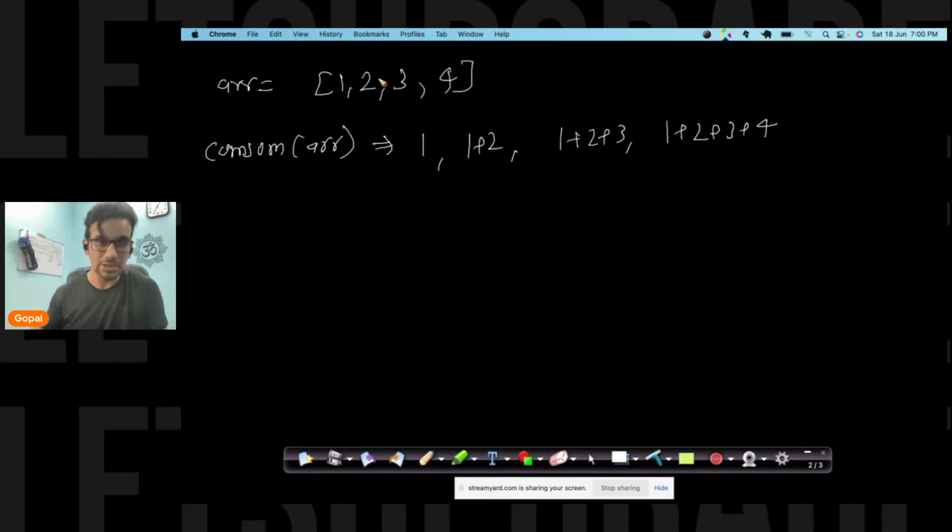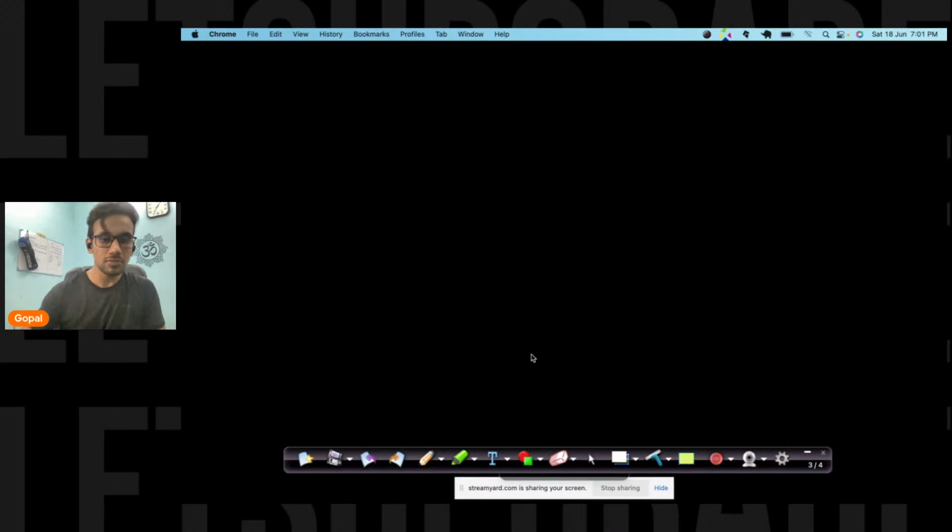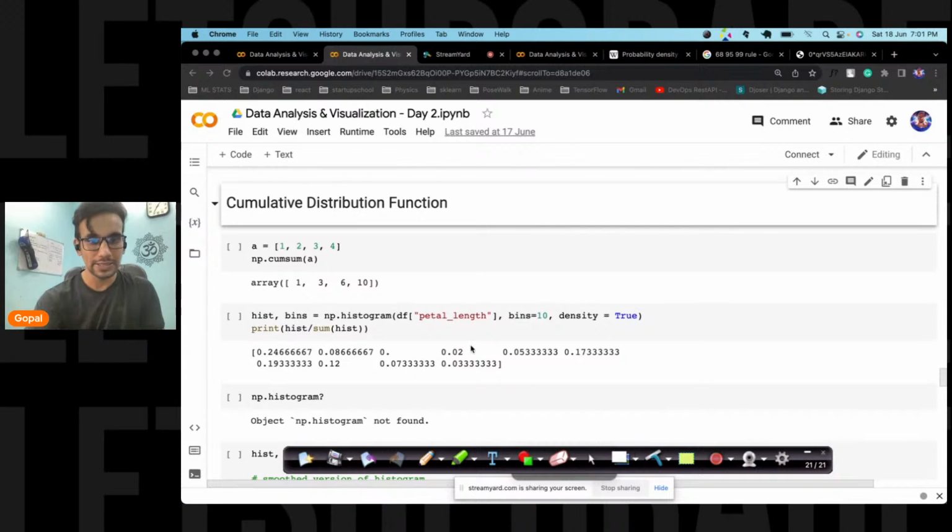All previous values, actually. Certainly 1 doesn't have any previous values here, but 2 does. So we added 1 to 2, then we added 3 to 1 and 2, and then 4 to 1, 2, and 3. So you can see we got 1, 3, 6, and 10. These will be my cumulative values in terms of summation.